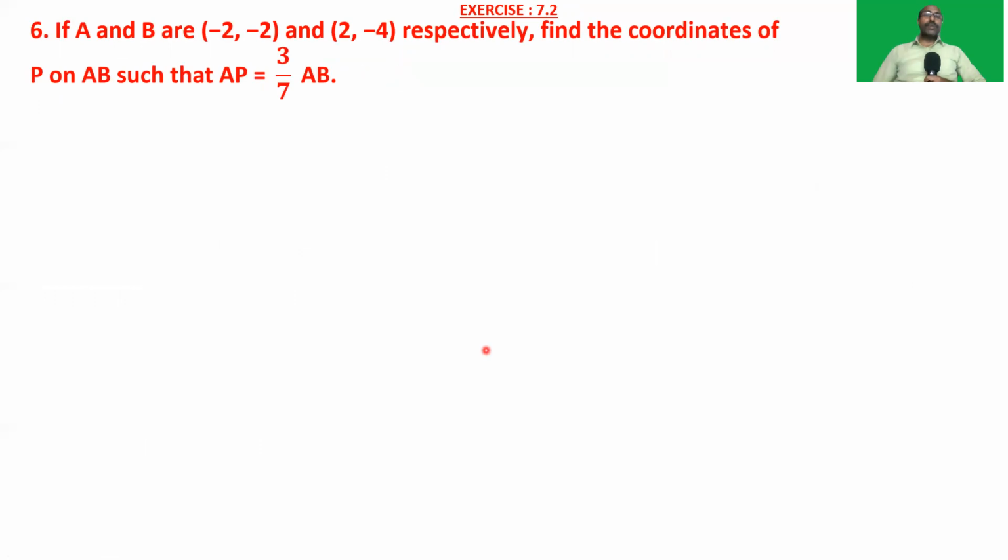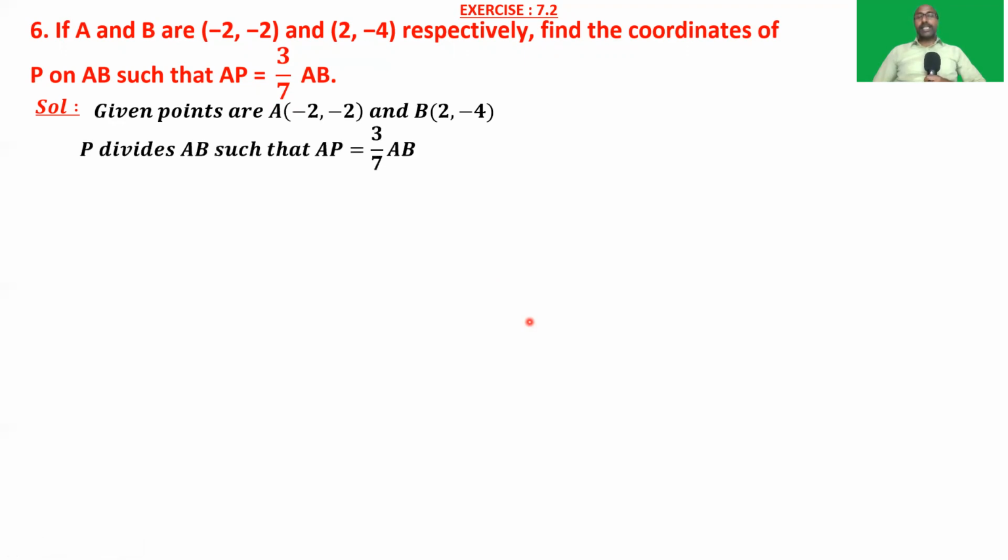If A and B are (minus 2, minus 2) and (2, minus 4) respectively, find the coordinates of P on AB such that AP is equal to 3 by 7 AB. So we have to find the point P on AB such that AP is equal to 3/7 of AB. So the given points are A (minus 2, minus 2) and B (2, minus 4). So P divides AB such that AP by AB is equal to 3 by 7.